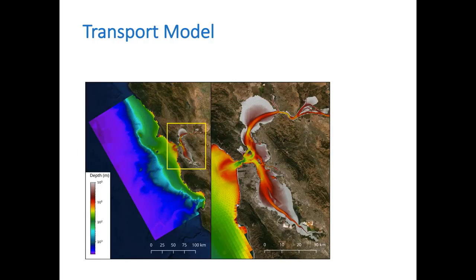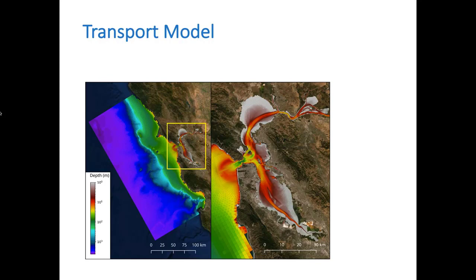On the left side, you have the entire model domain. They modeled the Pacific Ocean out a few hundred kilometers away from San Francisco Bay, as well as the bay. The right panel is a more focused view of the bay. These maps are just of water depth. The whitish stuff is about 1 meter deep, and the deepest stuff is the deep blue ocean out there.